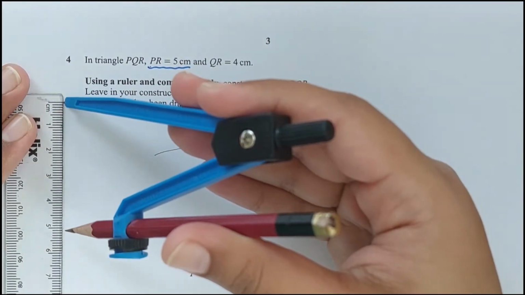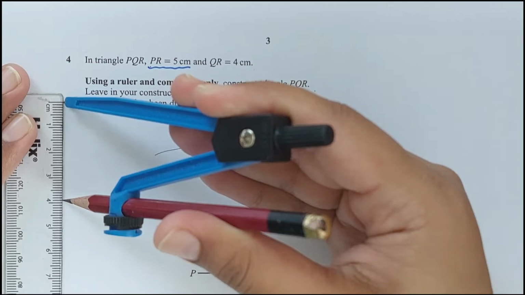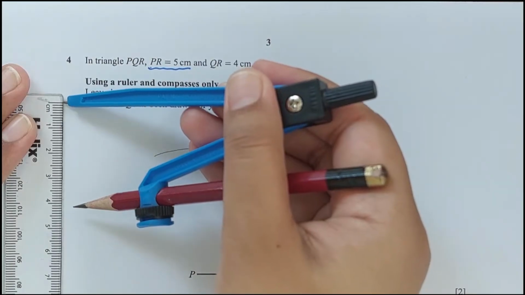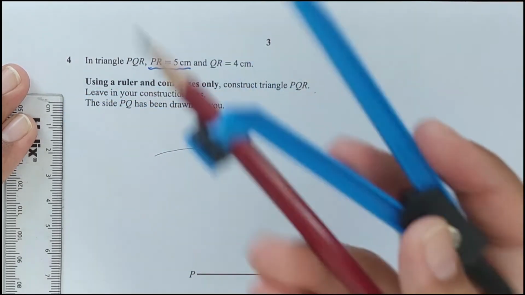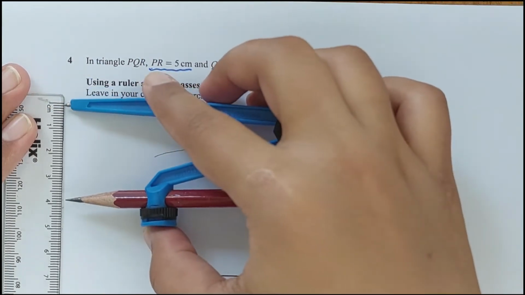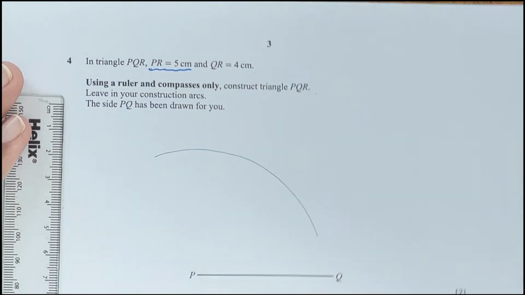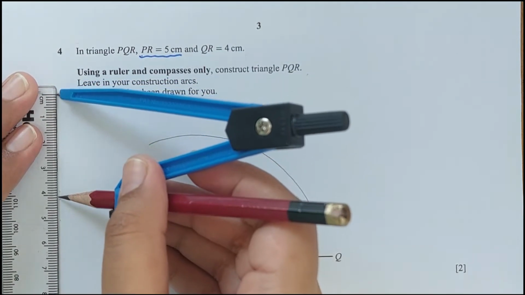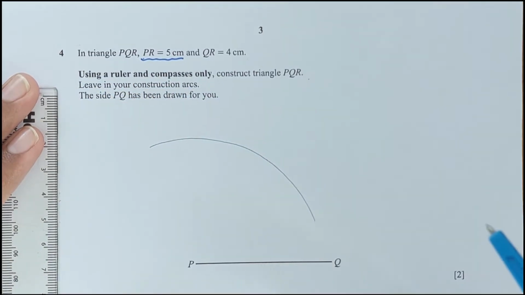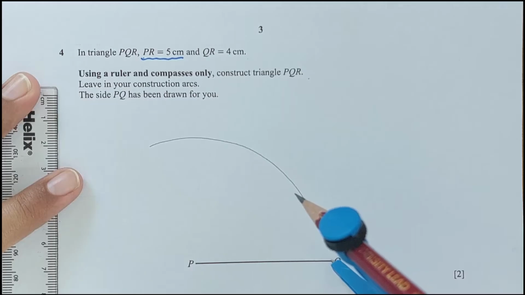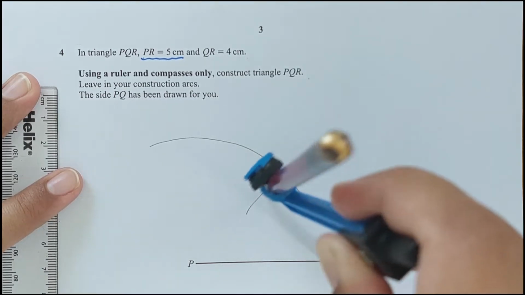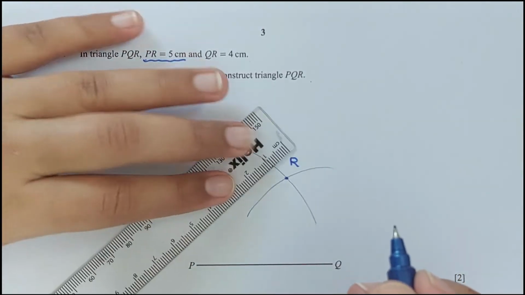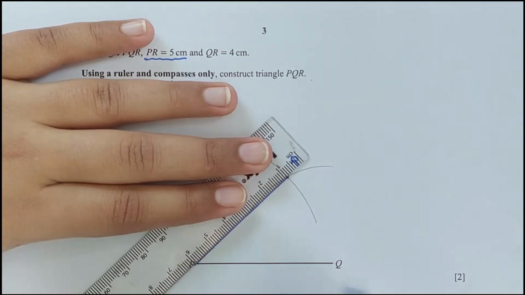Let me close it a little bit. It's more. It's more than 4. It's again less. Wait, let me open till 4. This is 4 centimeters. Yes, so Q to R is 4 centimeters, and their point of intersection is the point R, right? So this is triangle PQR.